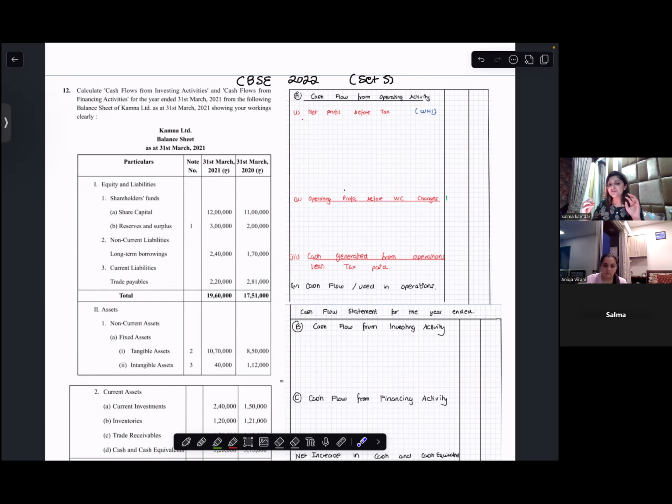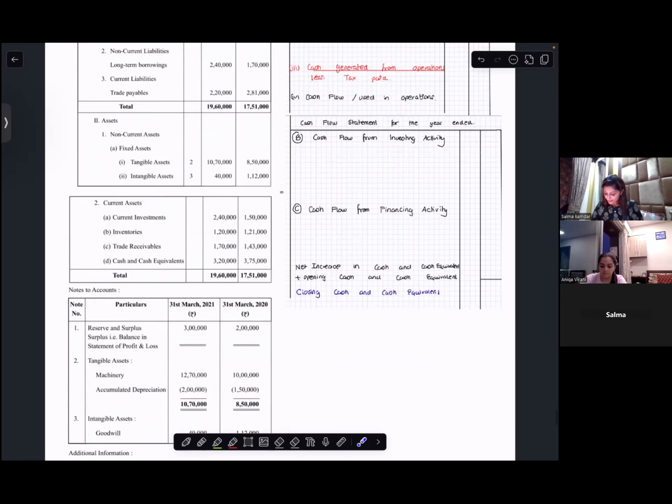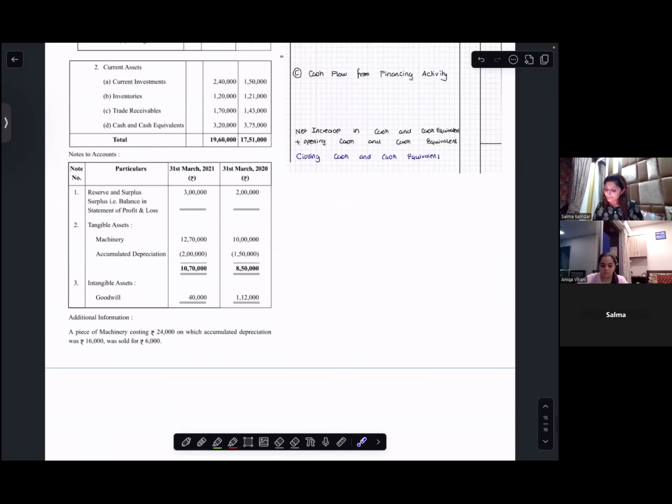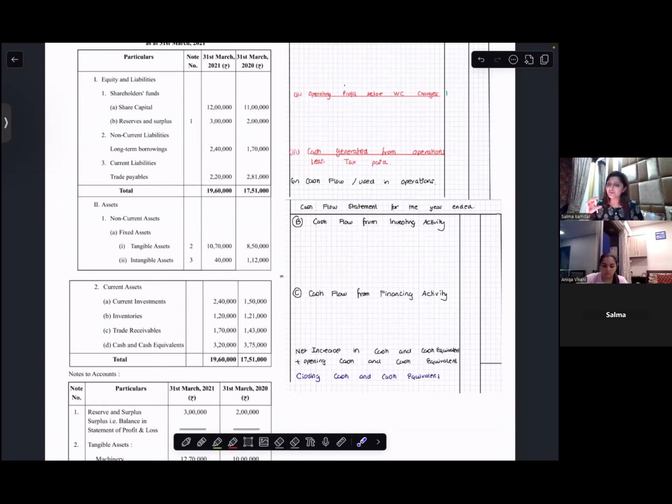Section B would be cash flow from investing activities, then cash flow from financing activities. Then you have your NICE, that is your net increase in cash and cash equivalent. At opening, you get the closing. The first thing you will always do is prepare this format, keep it ready, and leave some estimated number of lines. So I'll wait for you. I'll pause the video. You prepare this format and first keep it ready.